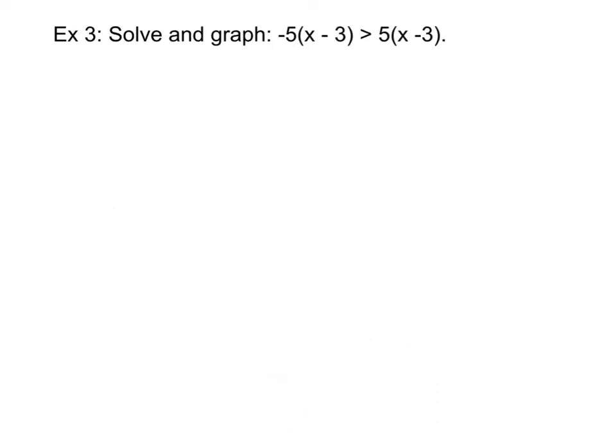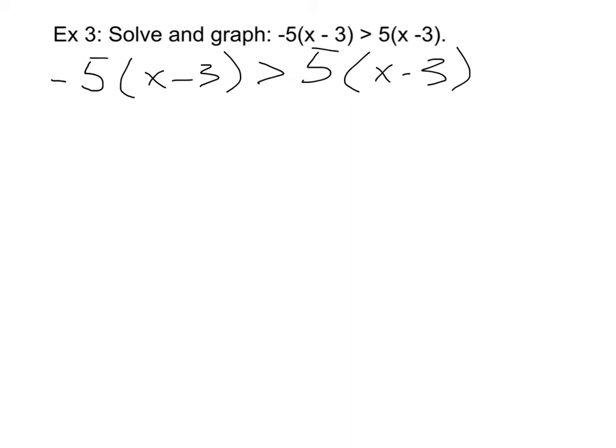Lastly, we have solve and graph negative 5 times the quantity x minus 3 is greater than 5 times the quantity x minus 3. Again, let's go ahead and start by copying down the problem. Negative 5 times the quantity x minus 3 is greater than 5 times the quantity x minus 3. Now, when we solve these, we want to start on one side of the inequality and see if we can simplify. And as you notice, we can expand. So when we expand, we get negative 5x plus 15.